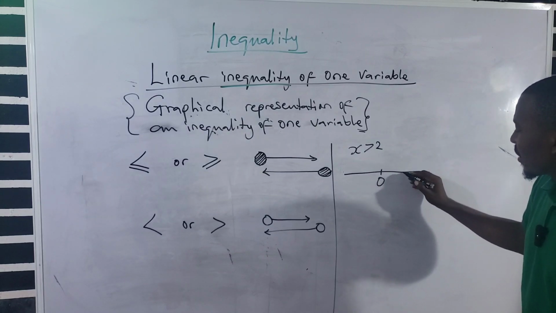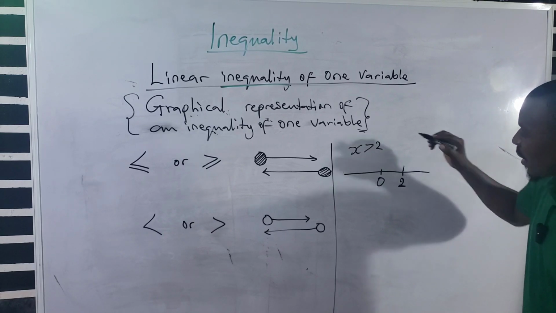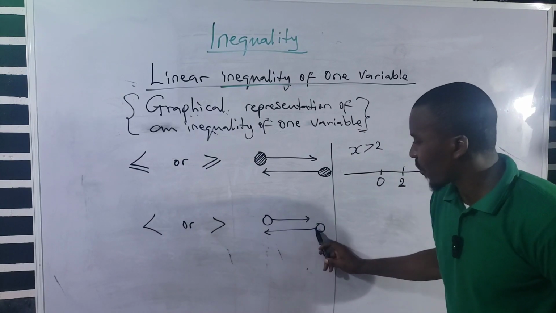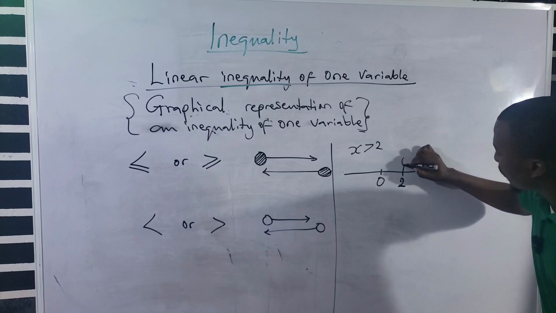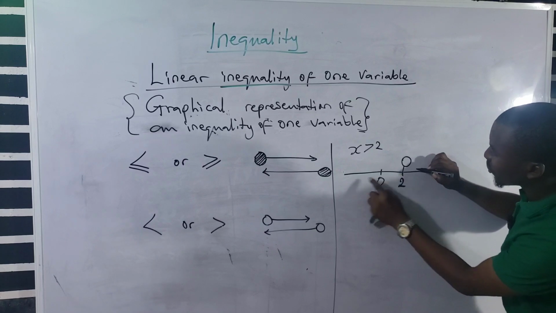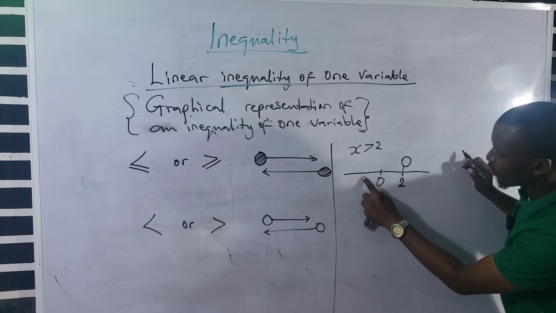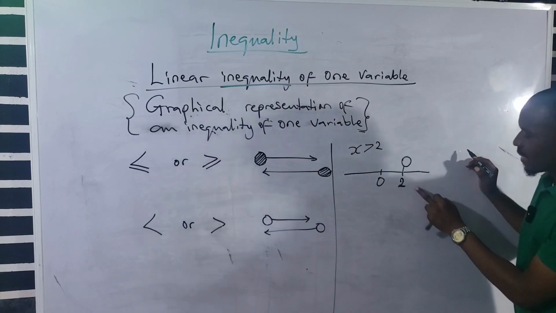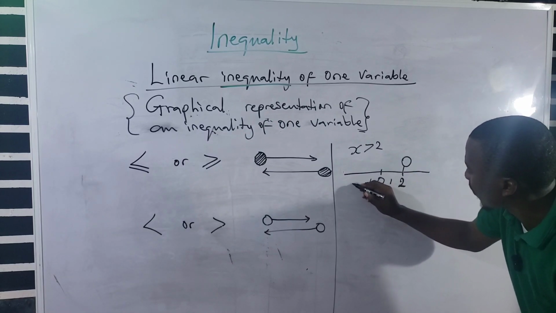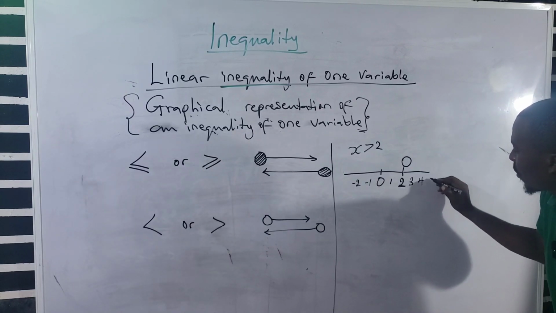Then after getting my 0, I can get my 2. For greater than, we make use of an empty circle that is not shaded, for greater than or less than. So I will put that here. Now, if you check at this point, we have all these numbers. We have 1 here, 0 here, of course -1, -2, it continues like that. Under this part, we have 3, 4, 5.